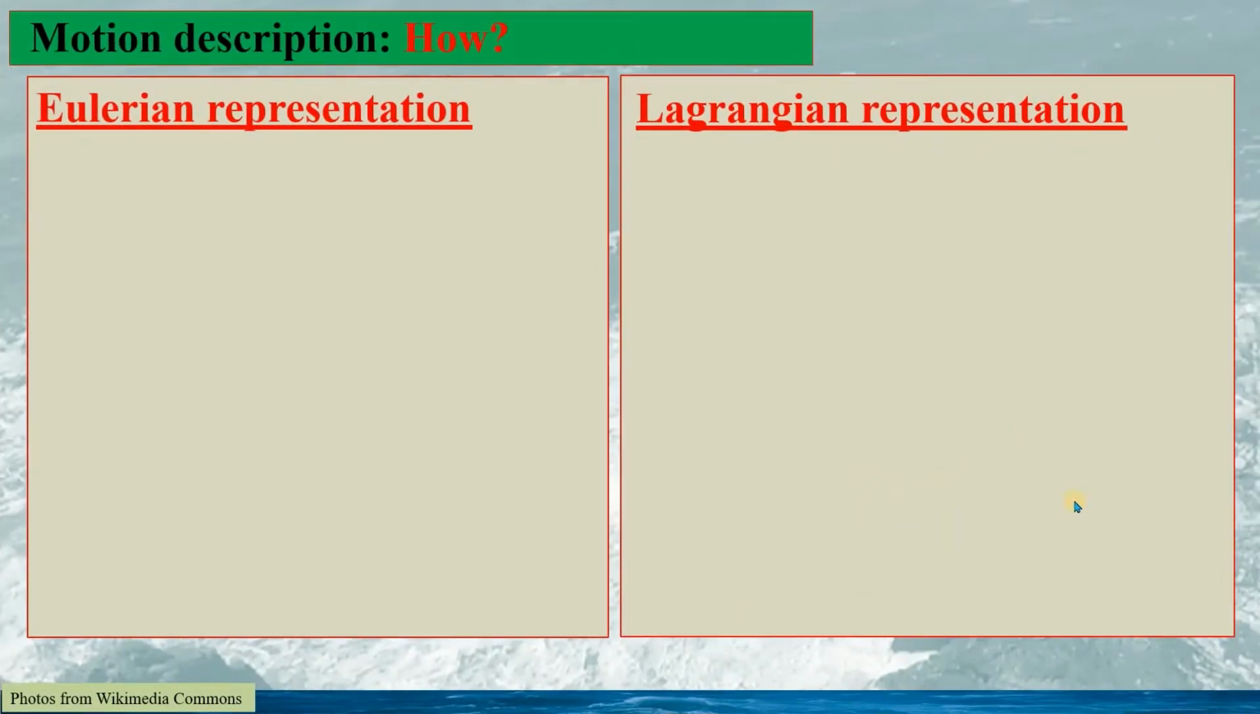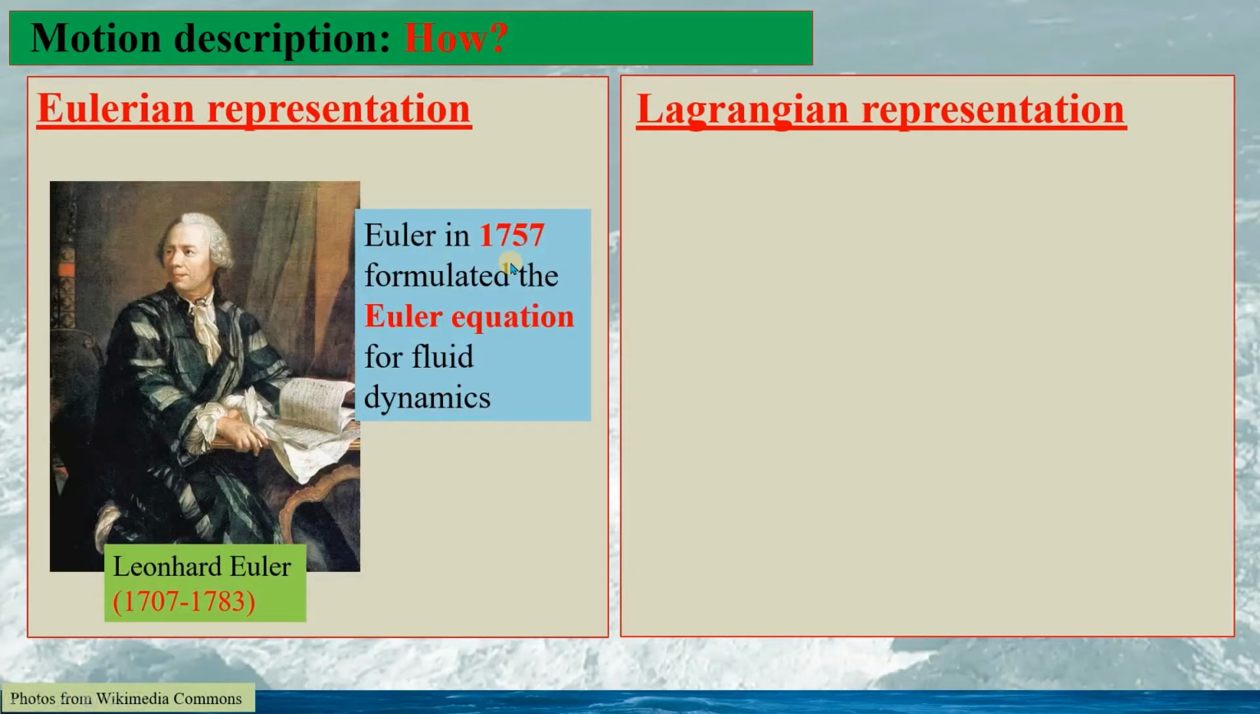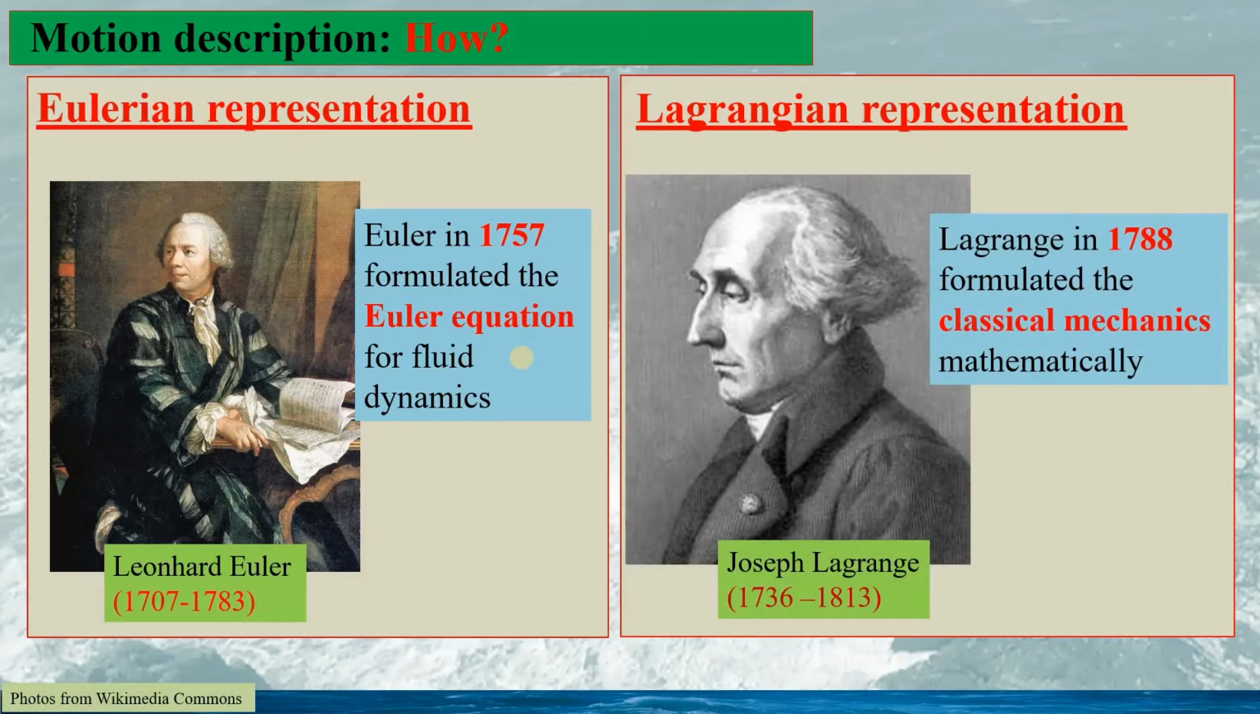As you may know, in fluid dynamics, we have two possible methods to describe fluid motion: the Eulerian representation and the Lagrangian representation. Historically, in 1757, Leonhard Euler derived the Euler equation for fluid dynamics, while Joseph Lagrange in 1788 formulated the classic mechanics mathematically.